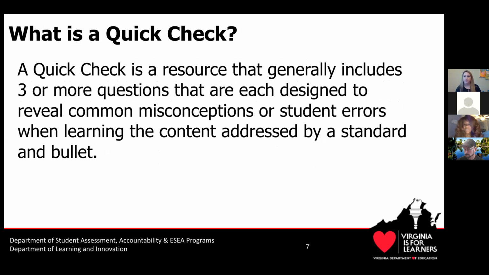And so what is a quick check? Well, a quick check is exactly what it says it is. It's a resource that generally includes 3 or more questions, each designed to reveal common misconceptions or student errors when learning the content addressed by a standard and bullet.